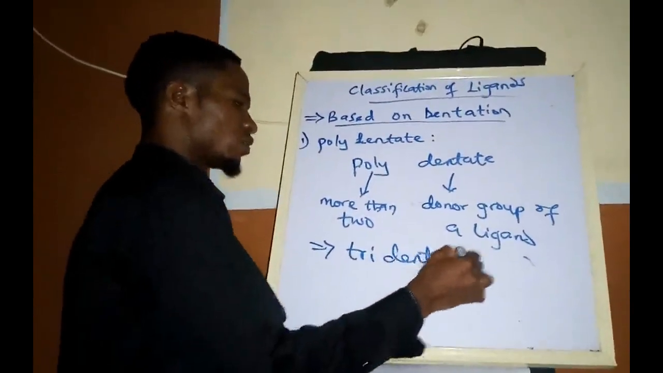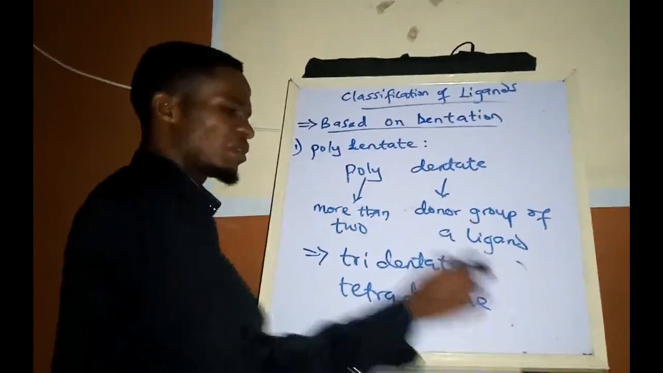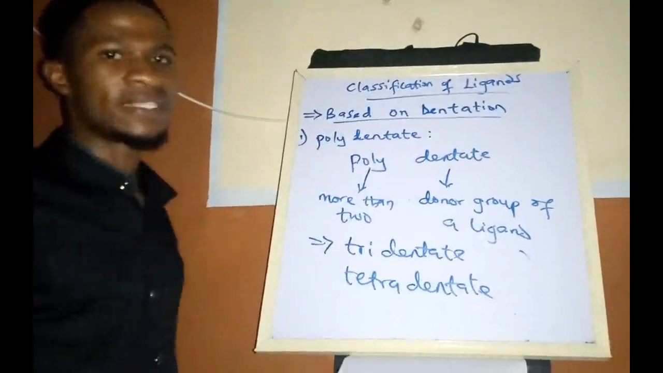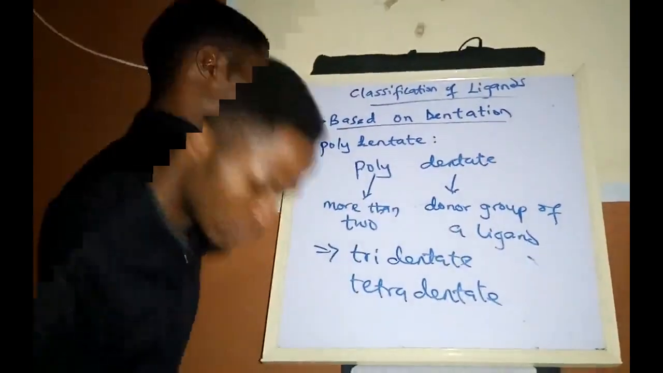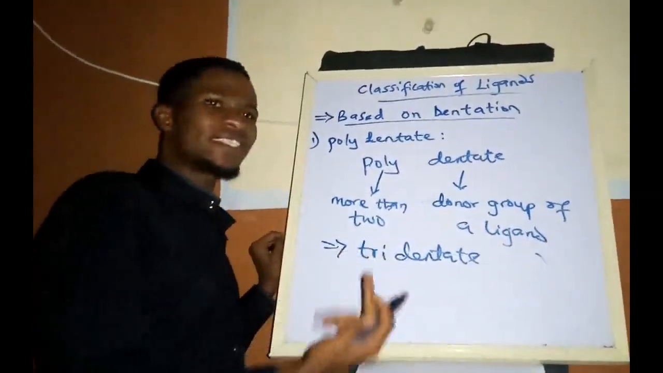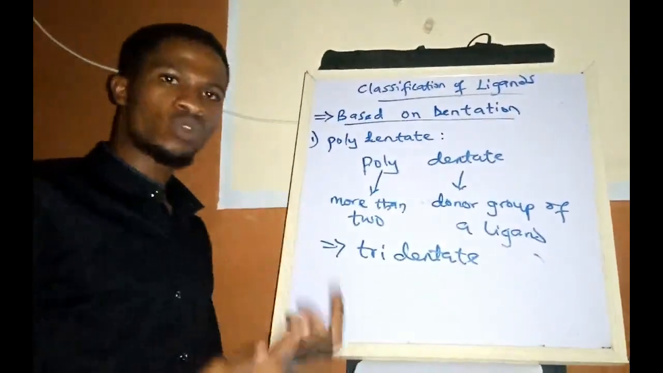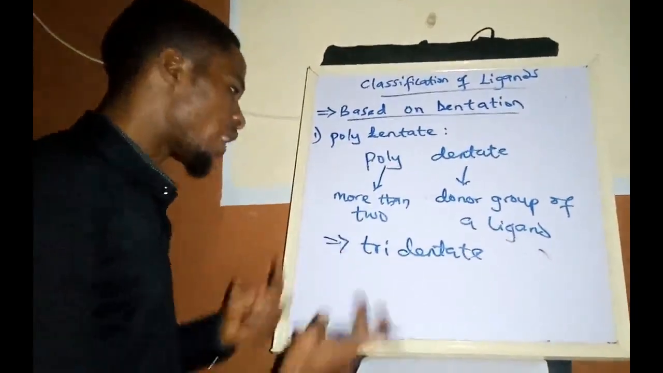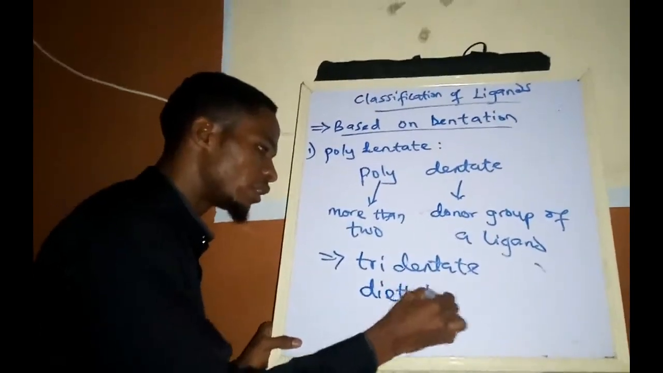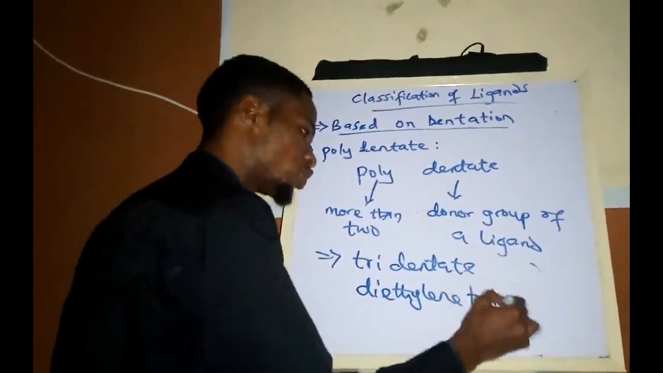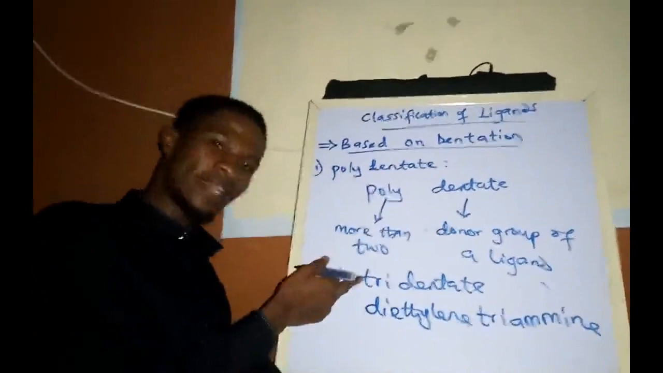tridentates, tetradentates, pentadentates, hexadentates. Everything is still under polydentates. These tridentates, we have learned ethylene diamine. We can decide to increase the two molecules in ethylene diamine by one. That is, we will have diethylene triamine. Diethylene triamine becomes a tridentate.